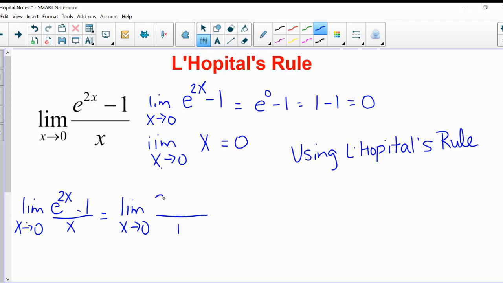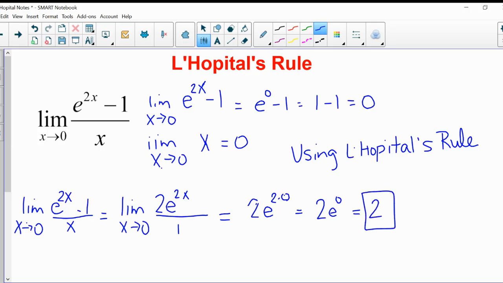So the derivative of the numerator is 2e to the 2x, so we have chain rule there. And as I evaluate with direct substitution, I would have 2e to the 2 times 0, or 2e to the 0. We know e to the 0 is 1, so our limit is 2. I want you to pause and try our last two examples, and then play the video to see the solutions.